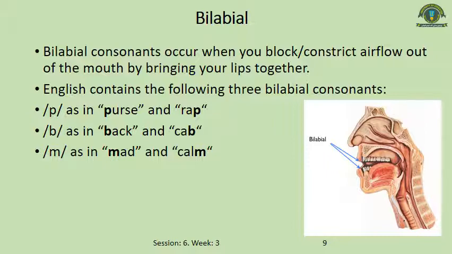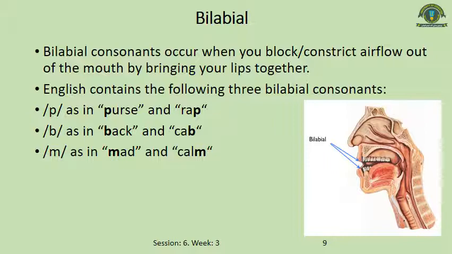So let's talk about bilabial. Two lips together. Bilabial consonants occur when you block, constrict. Now, constriction. Can you recall that word? Bilabial consonants occur when you block or constrict airflow out of the mouth by bringing your lips together. What do you do? In these sounds, we primarily bring our two lips together and we try to block the air.